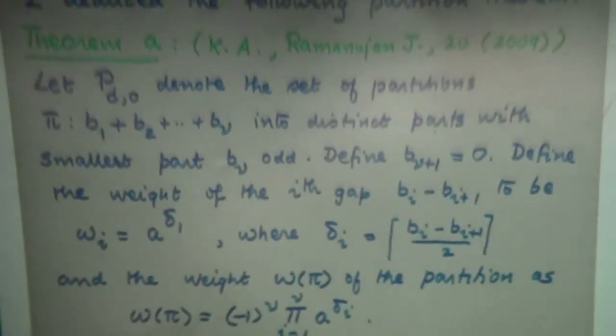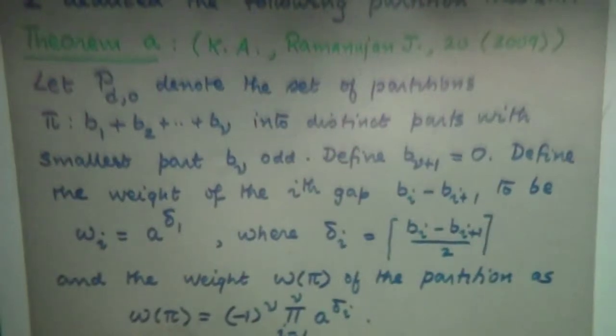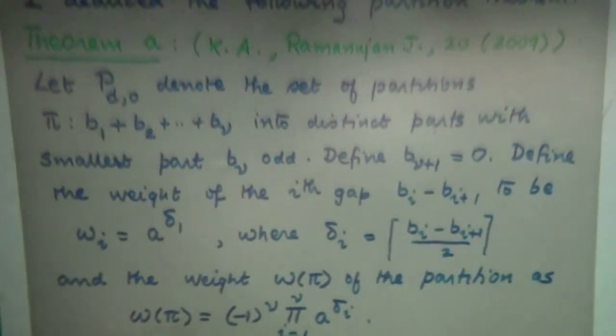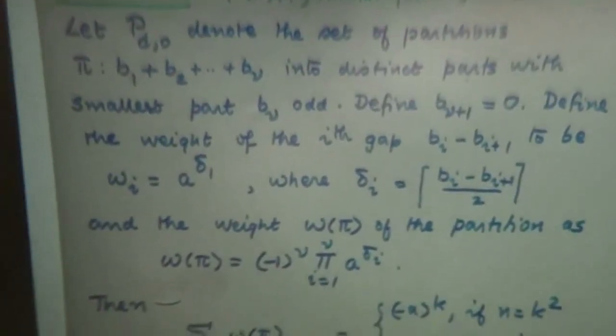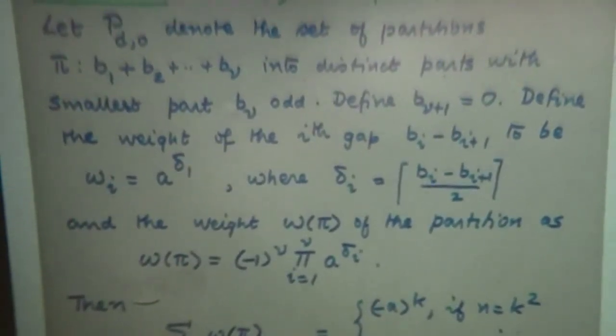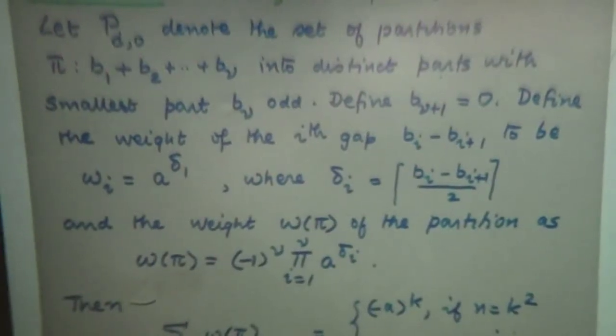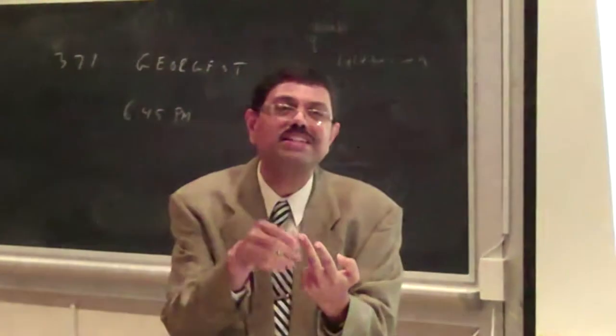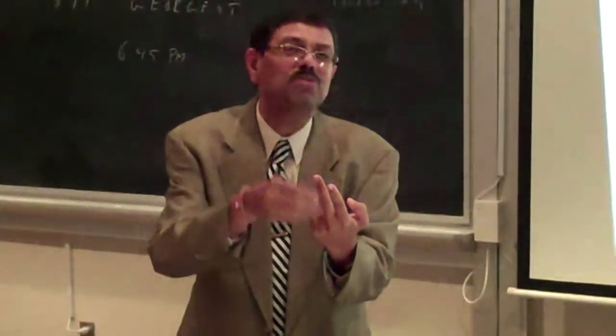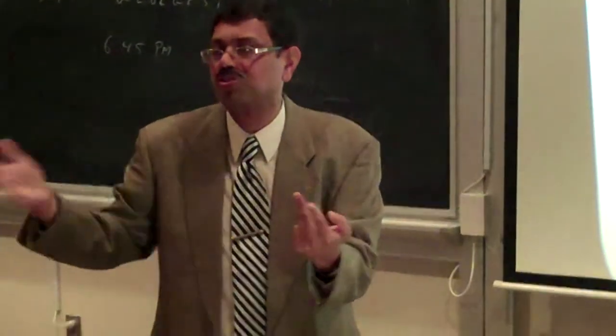Okay, so take partitions into distinct parts and insist that the smallest part is odd, like before. Now you look at the gaps between the parts. You see, I always love to look at gaps and put weights. That's one of the standard tricks I use. So I look at the gaps between the parts. Now, if the gap between the parts is 1 or 2, my weight is A. If the gap is 3 or 4, my weight is A squared. If the gap is 5 or 6, it's A cubed and so on.